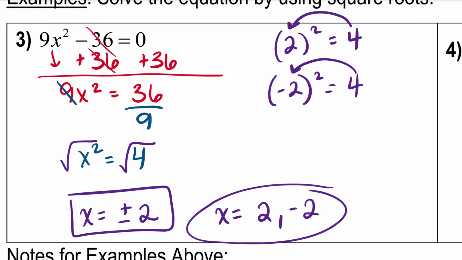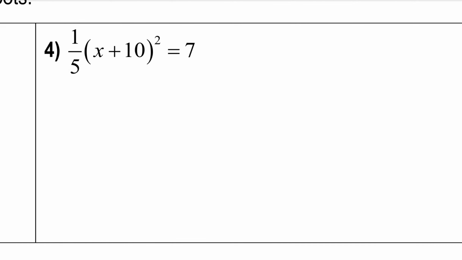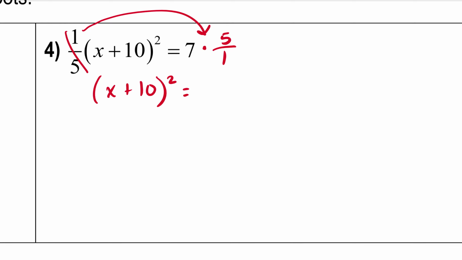So that's number 3. Now, number 4 is a little different because I have parentheses. And so if I have parentheses, if I have a number out front like I do here, I'm just going to move that number over here. And if it's a fraction, I flip it to the other side. If it's not a fraction, if it was just a whole number, I would just divide. But because I have a fraction, I'm going to flip it over. So this part didn't change. And then I do 7 times 5, which is 35.